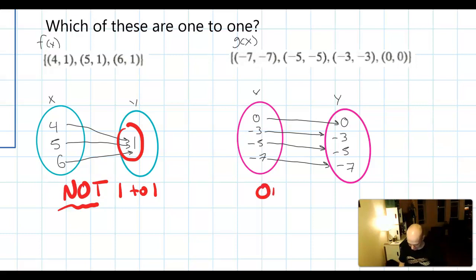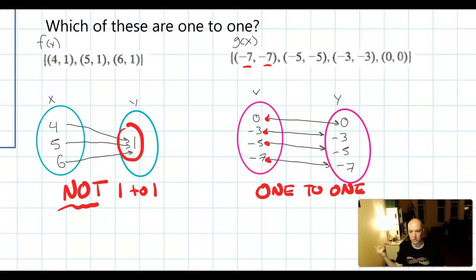On the other hand, this function is one-to-one, because even though we have these repetitions, -7, -7, those are x's and y's, so every x goes to exactly one y, and if you turn those arrows around, every y goes to exactly one x.